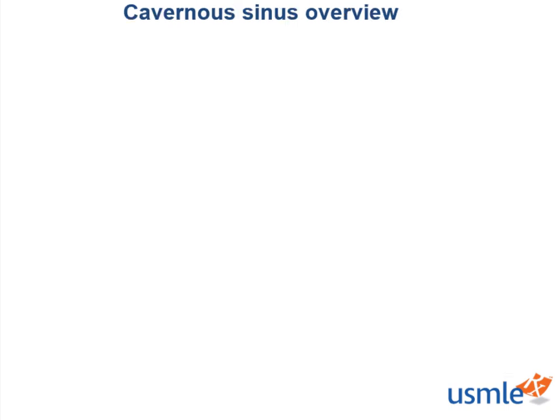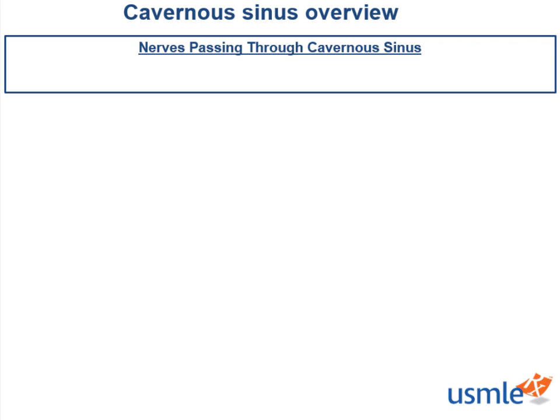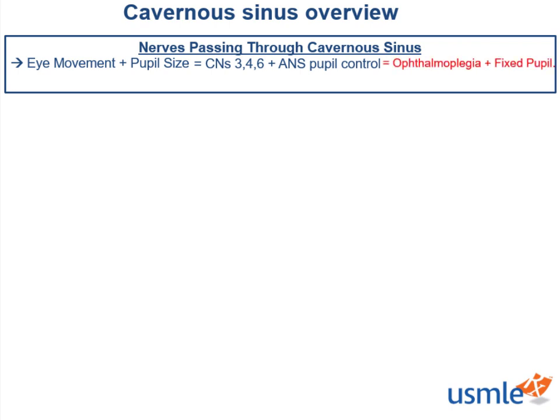If you know the anatomy of the cavernous sinus, you can answer any question the boards throw at you. So, let me lay a general overview of this content in your mind by broadly discussing the nerves that pass through it. All the nerves that control eye movement and pupillary size travel through the cavernous sinus. These include cranial nerves 3, 4, and 6 for eye movements, and the autonomic nervous system, ANS, parasympathetic and sympathetic fibers that control the size of the pupil.